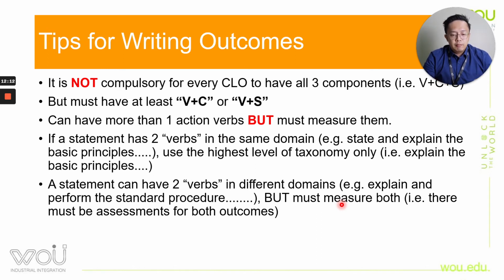So the advice is that if you want to have 2 action verbs, make sure that the 2 action verbs are in 2 different domains. Then it's only meaningful. If the 2 action verbs are both in the same domain, then better you just keep the one with the highest level of taxonomy. Okay, so this is the advice and general rule of thumb for everyone when you try to develop your CLO.